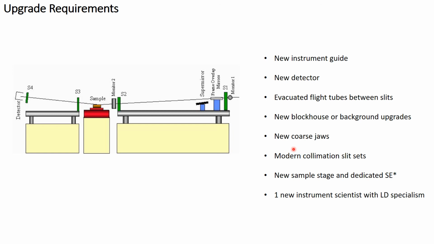So currently I think the old inter jaw sets are on there, and so we want to replace those with much more modern slit sets, a new sample stage, and some dedicated sample environment. I've put a little star next to that because that's actually being developed at the moment, because currently there's lamellar diffraction taking place on Llama as well. So they're having sample environment developed for both Llama and CRISP.